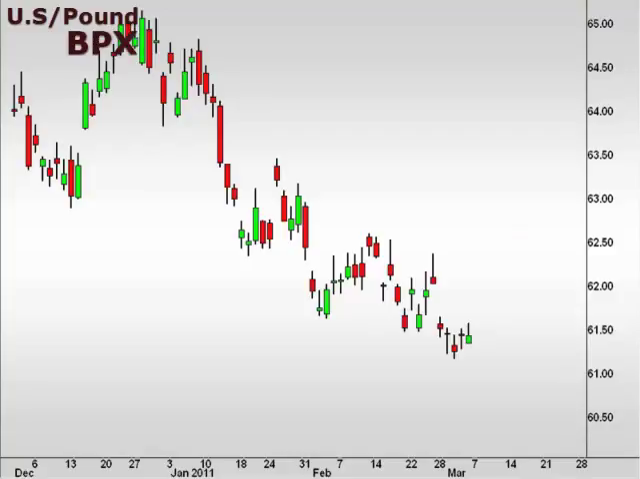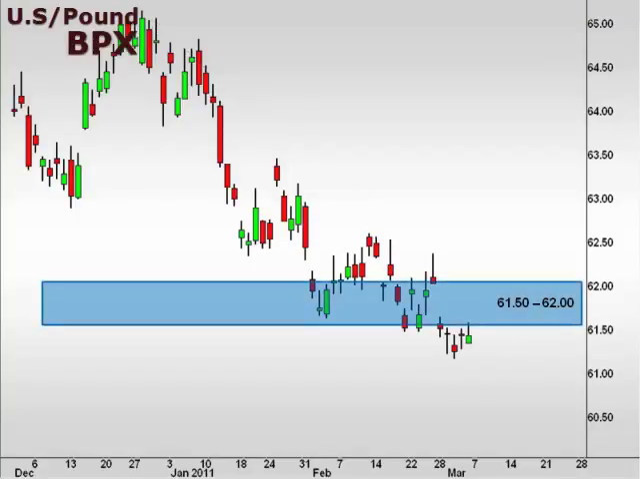Let's take a look at the BPX, the U.S. versus the British pound. Well, the BPX continues to trend to the downside. After breaking below support level at 62, the window is open for a continuation lower towards the 60.5 box.